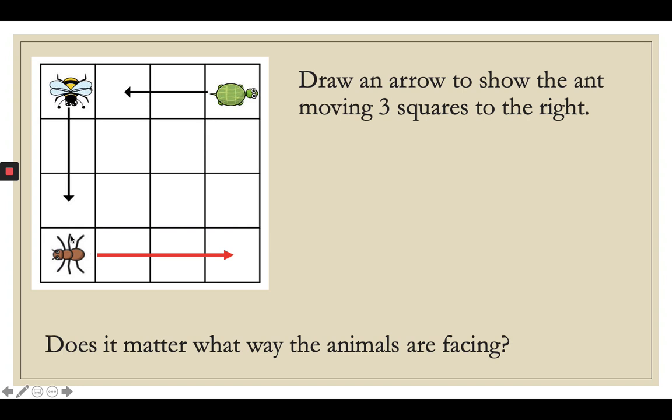So then it does matter, doesn't it? Because the arrow would be taking him in a different direction. So yes, it matters which direction the animals are facing. Because that would be 3 squares to the right if the ant was facing in that direction. So yes, it does matter.